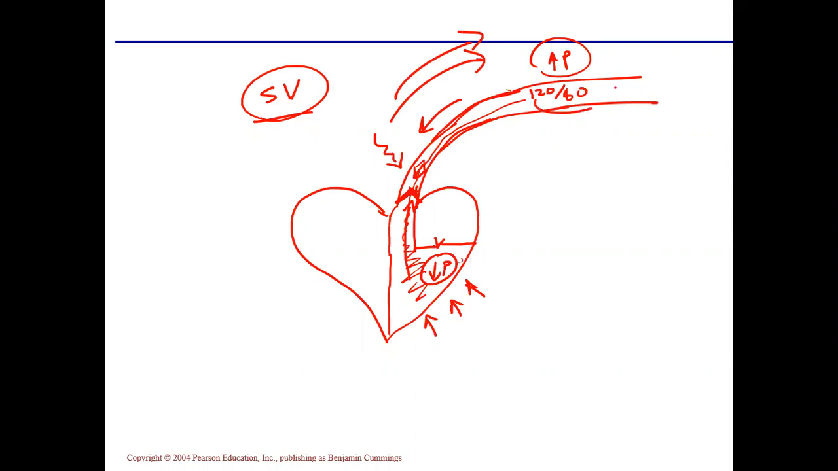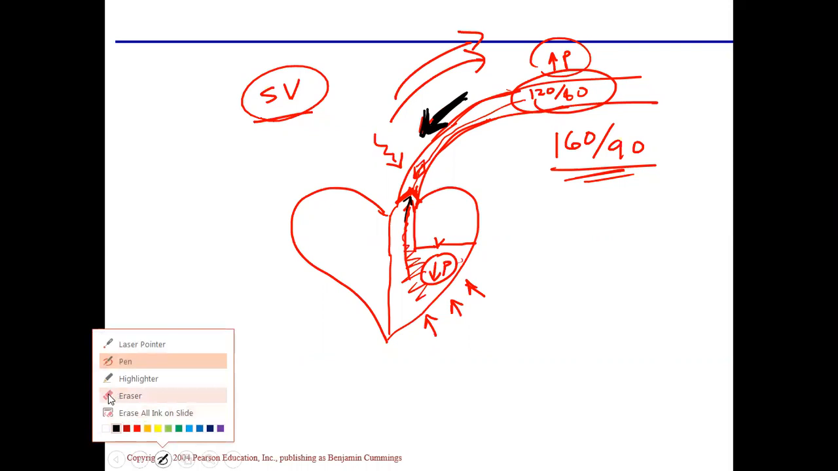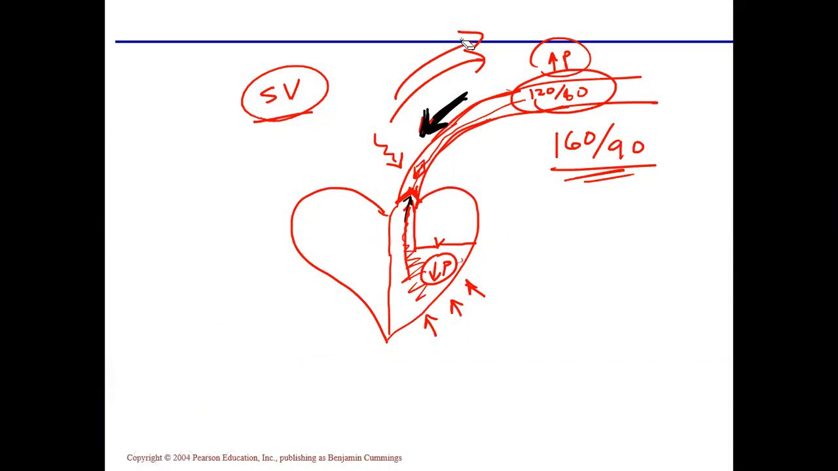Now, if your pressure, instead of 120 over 80, let's say is 160 over, let's say 90, the pressure is going to be a lot higher. So this force, I'm going to use a different color for this force now, coming back is going to be higher. But the stroke volume is similar again on the second beat. So now it has to overcome this back pressure, right? So no longer are you going to have the same force. Less is going to come out because you're overcoming this.